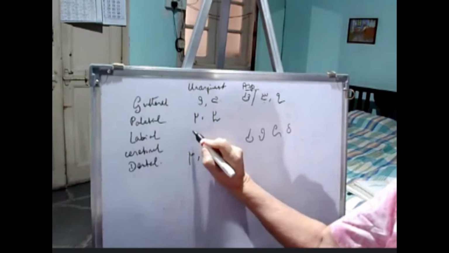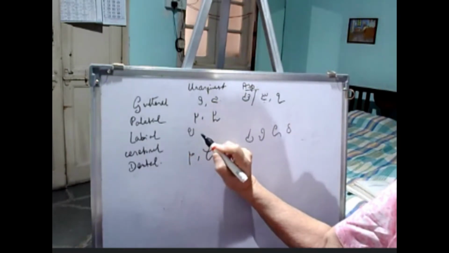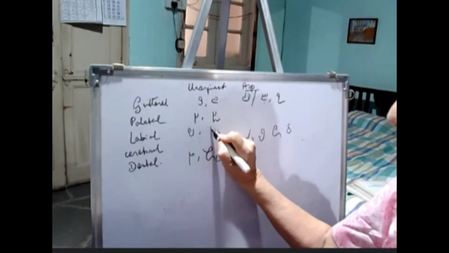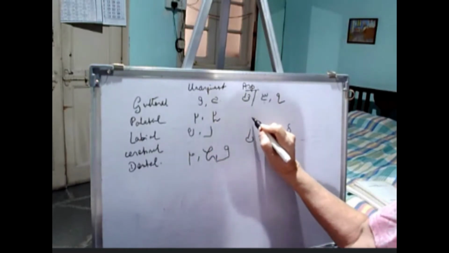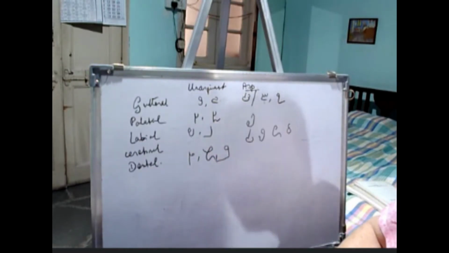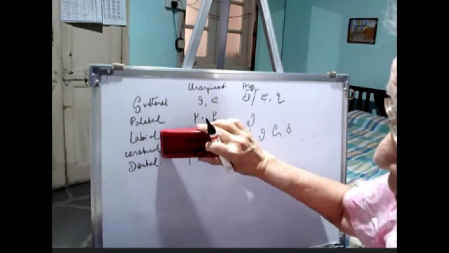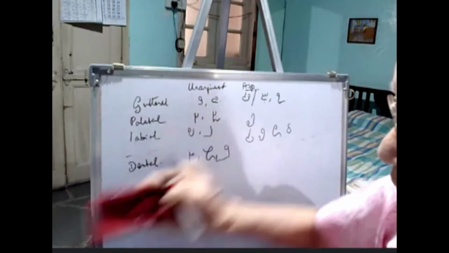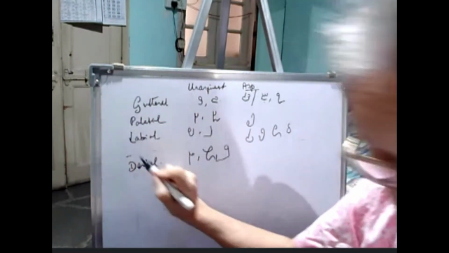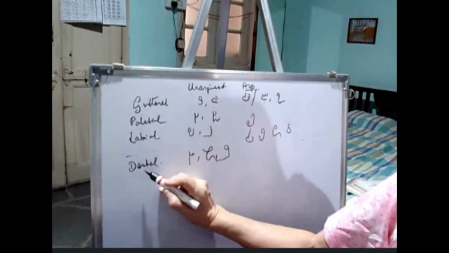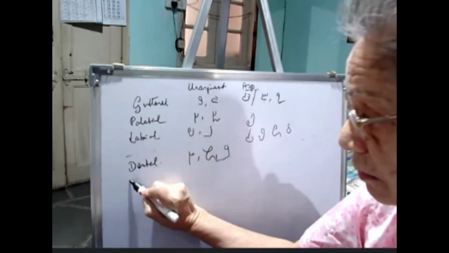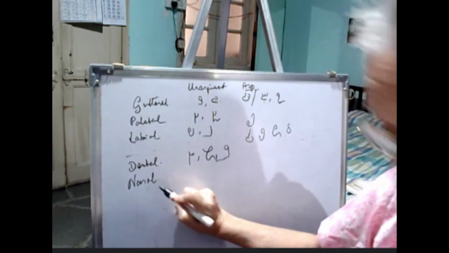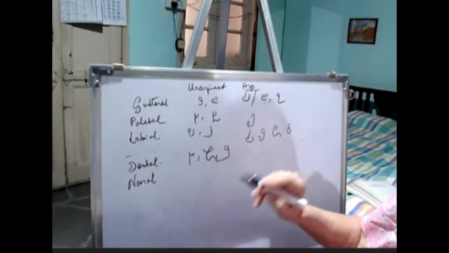Then labial is pa and ba, and aspirant is pha. Then cerebral we are not doing here, I think. So now we remove the cerebral, and we come to the nasal, after the labial. Nasal is all the na and the ma.